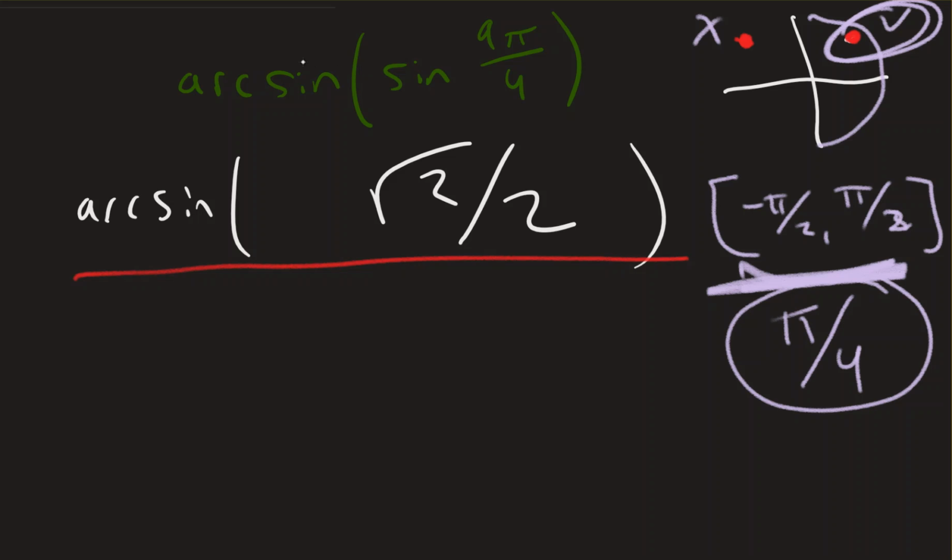That's why you want to be careful. There's no way that 9 pi over 4 could be the answer to this, because the outside is inverse sine, and inverse sine has to have answers between those two values.